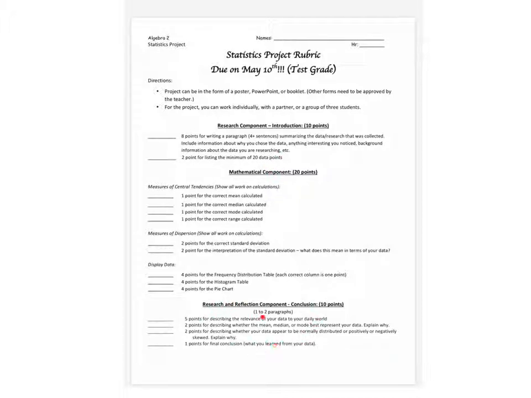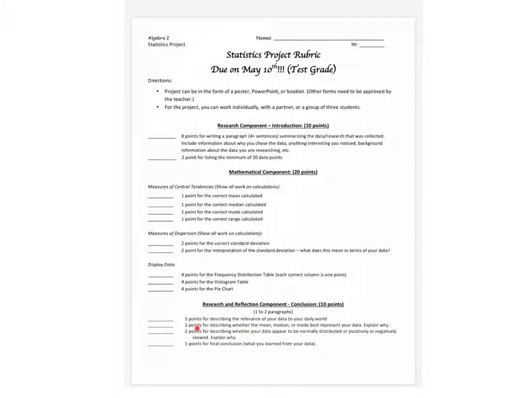And the last part here is the conclusion, also worth 10 points. You can write 1 to 2 paragraphs, but you should be able to write 1 paragraph at least, bare minimum. The first thing you'll need to do is make sure that you describe, somewhere in your paragraph, why the data set that you collected is important or relevant to the daily world. If you can't find any importance, I would say try to restate what you said about what you were trying to find with your data.